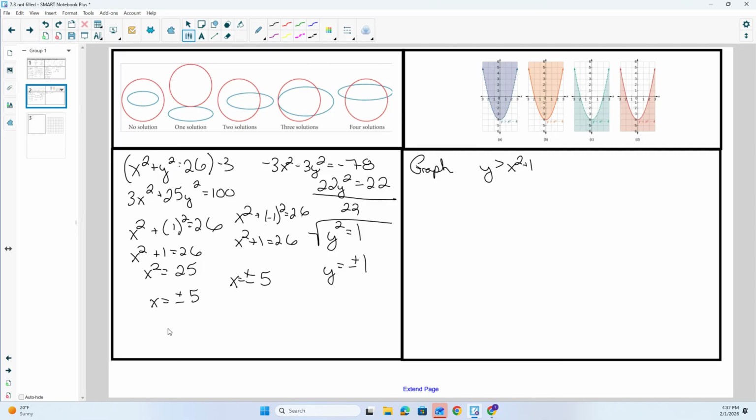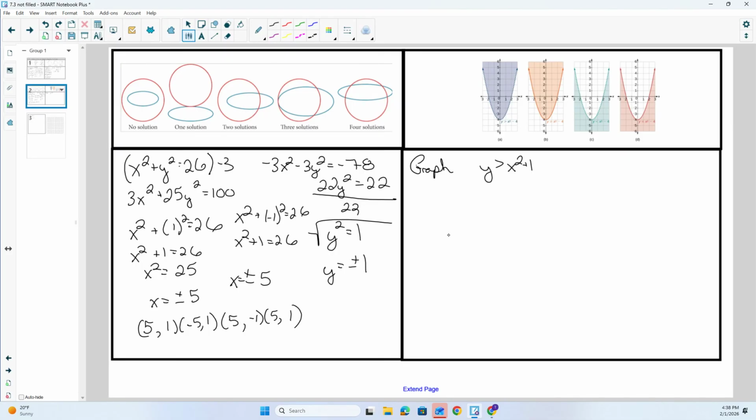Well, in this case, we could actually have up to 4 possible answers. So we could have 5, comma 1, negative 5, comma 1, and 5, negative 1, and negative 5, negative 1. We have 4 possible solutions for this.